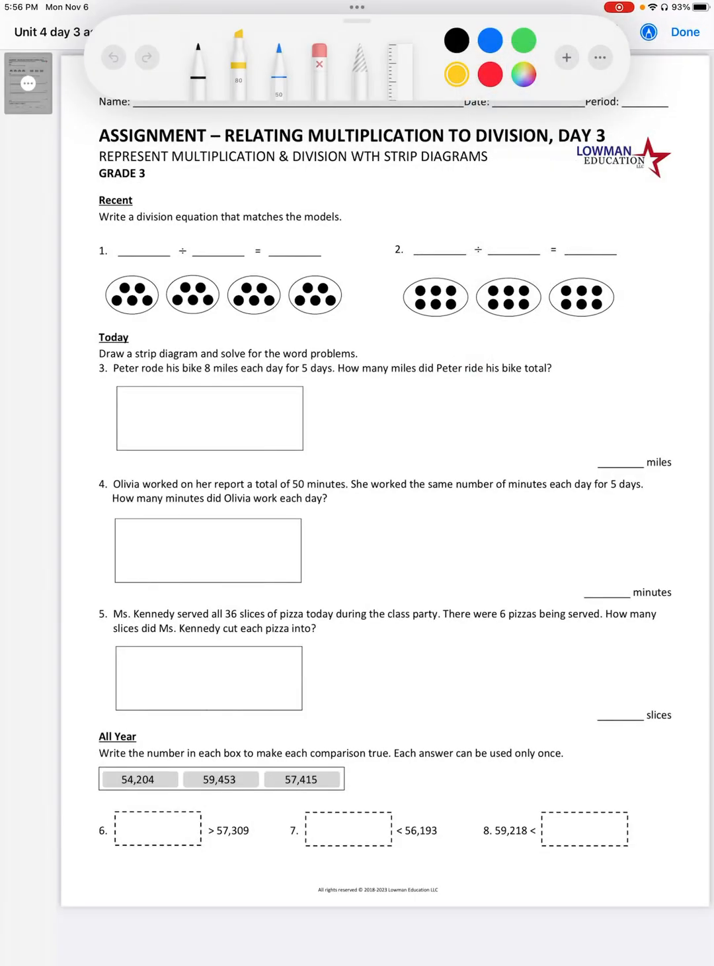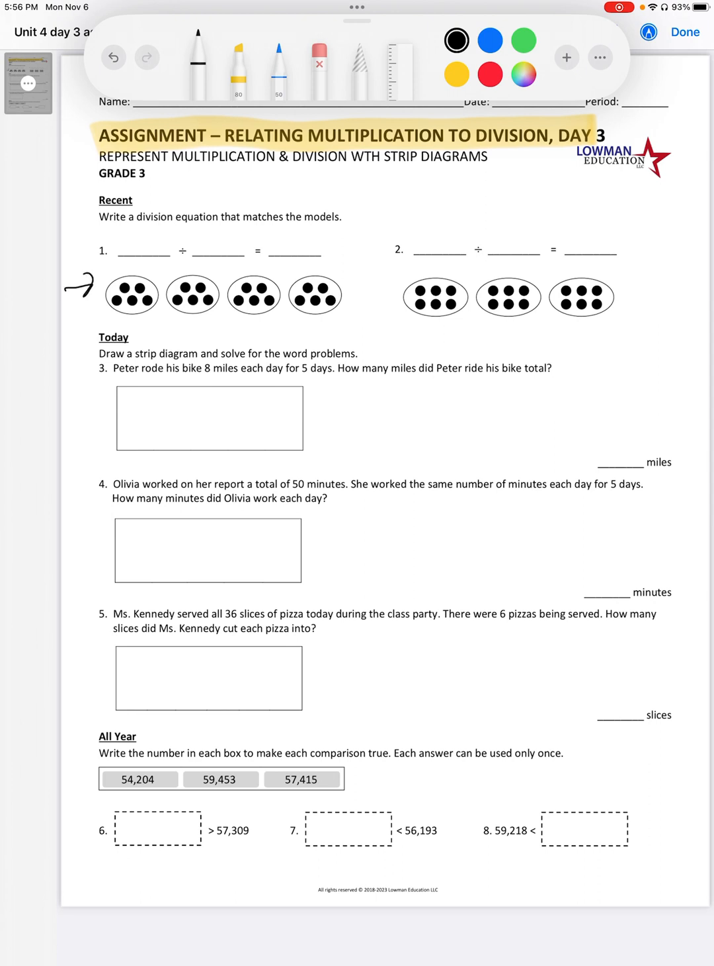I'm going to make a video covering the assignment for relating multiplication to division, day 3. Problem 1 says, write a division equation that matches the models. And so here's the model that we're looking at.